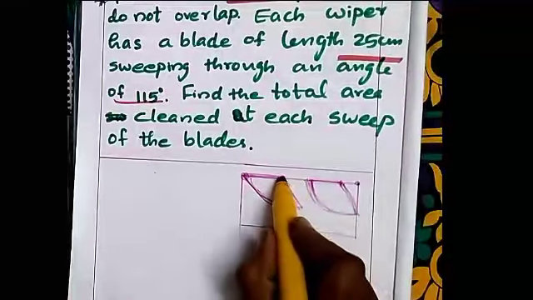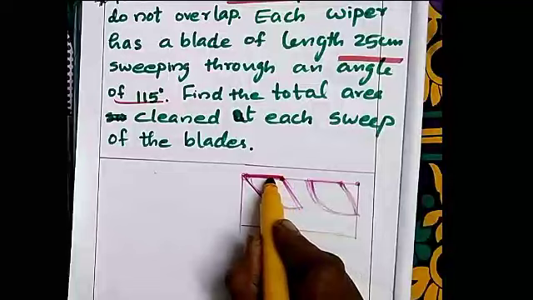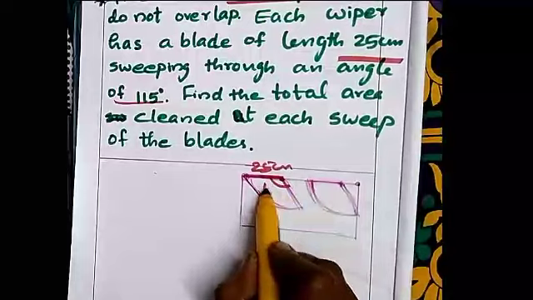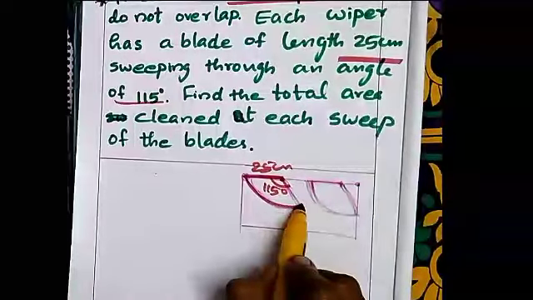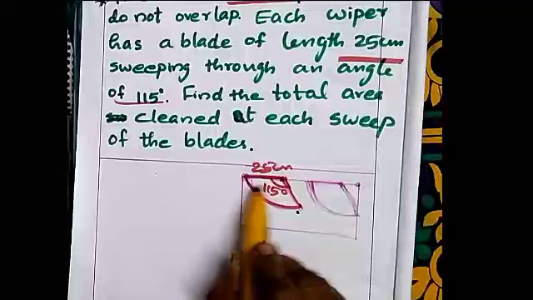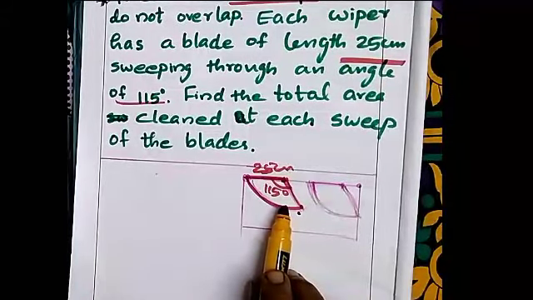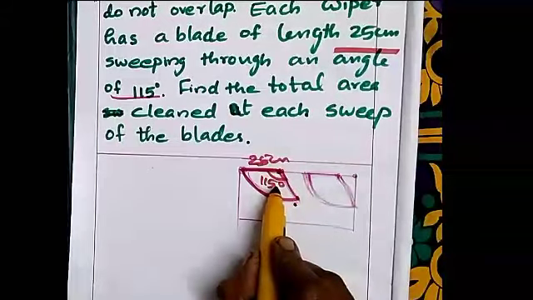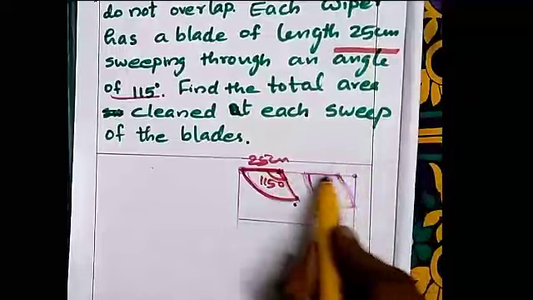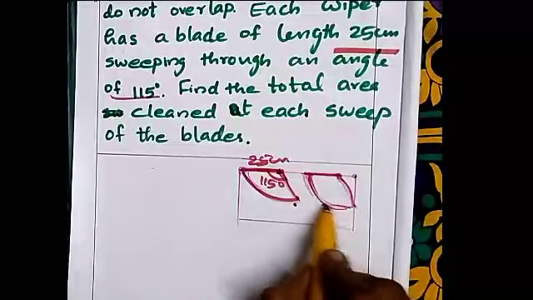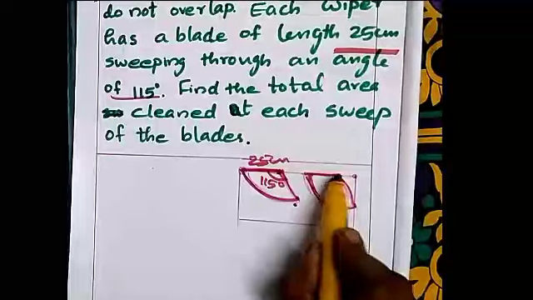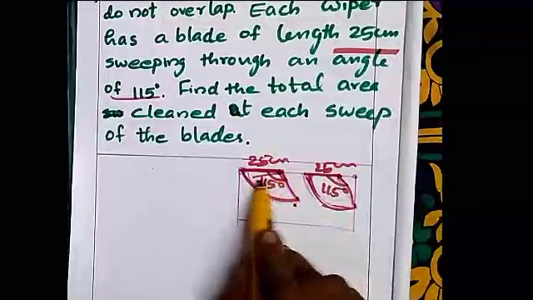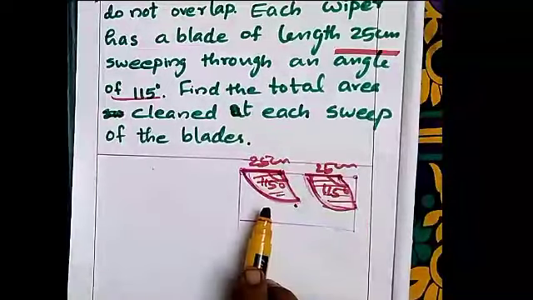So here we can consider the blade. Here it is the blade, and the length of the blade is given as 25 centimeters. The angle is given as 115 degrees, and it is cleaning through an angle of 115 degrees. Can you understand the shape here? It's a sector with radius 25 centimeters and angle 115 degrees. The same way, 2 blades are there, so we can consider 2 sectors. Here also the radius is 25 centimeters and the angle 115 degrees. So we are going to find the area of the 2 sectors.